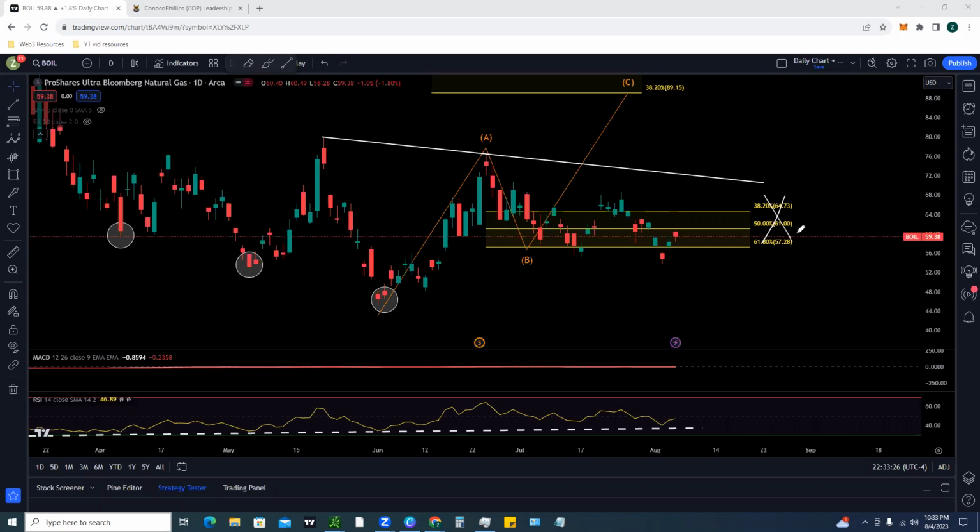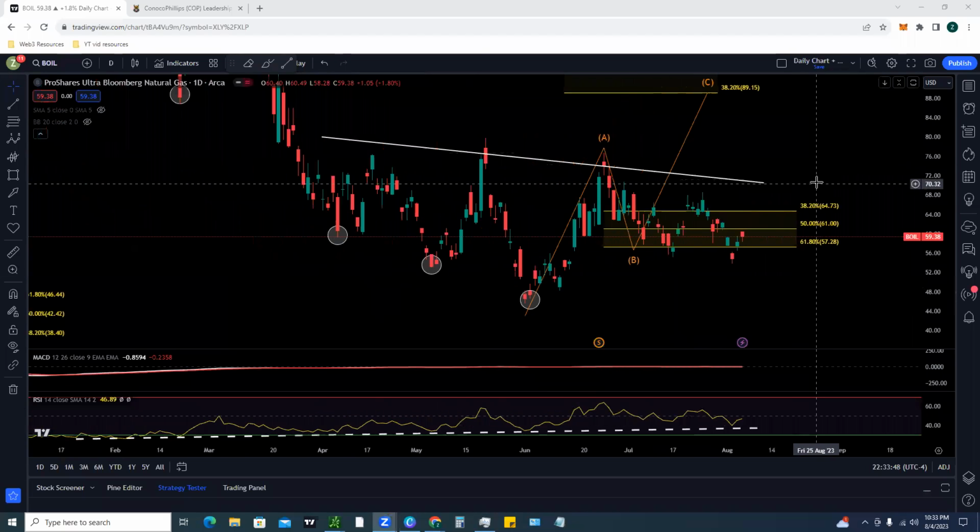If we can break through these levels here and get a breakout retest, we would be looking for a move up to about 89.15 on BOIL. So that's what I'm watching out. But we're keeping in mind, if we break below 57.28 and flip that to resistance from support, there's a strong chance we're going to retest the 50s or maybe even $40. Right, so that's pretty much the main thing I'm looking at on BOIL.